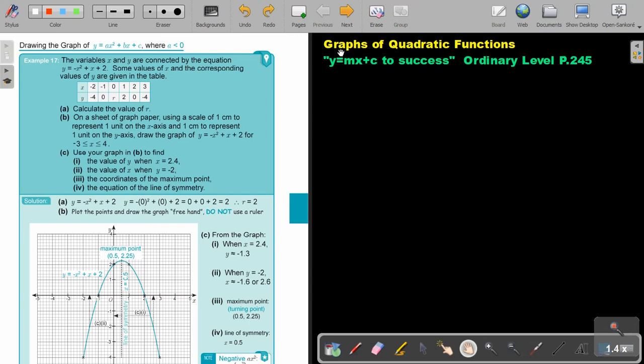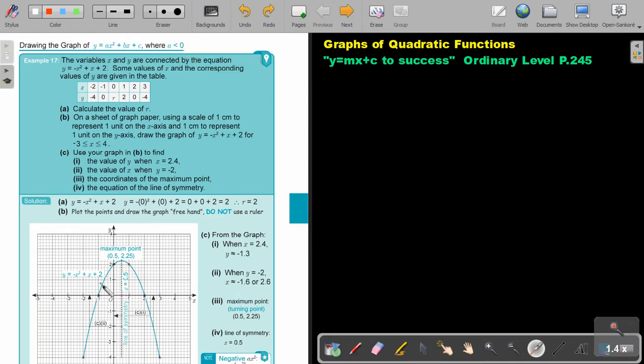In this video, we are going to continue with Graphs of Quadratic Functions. You will find this on page 245 in the Namibian Ordinary Level Mathematics textbook. Drawing the graph of y equals ax squared plus bx plus c, but this time a is not bigger than 0, but a is smaller than 0.